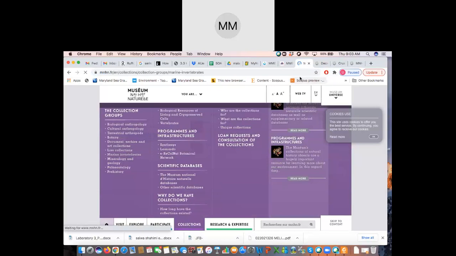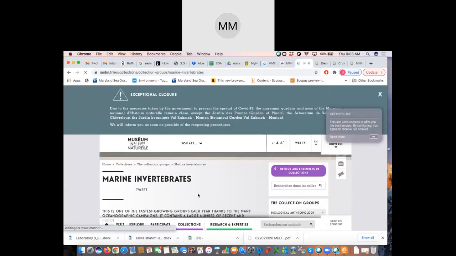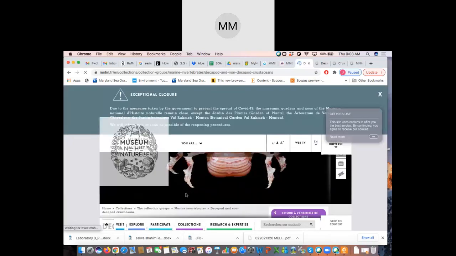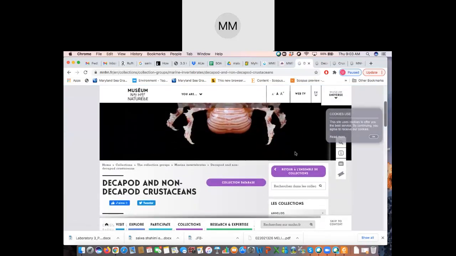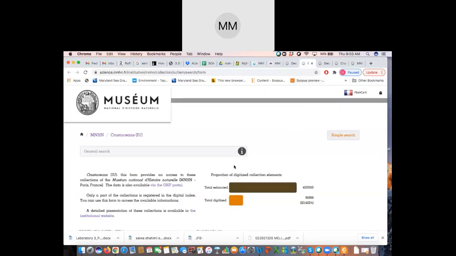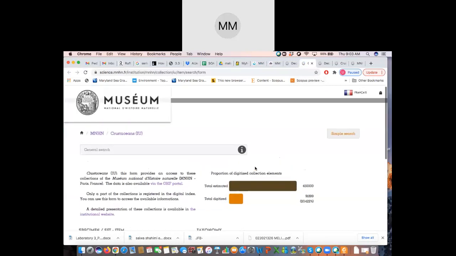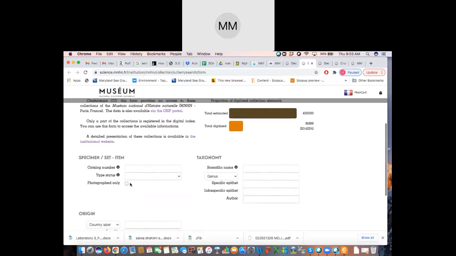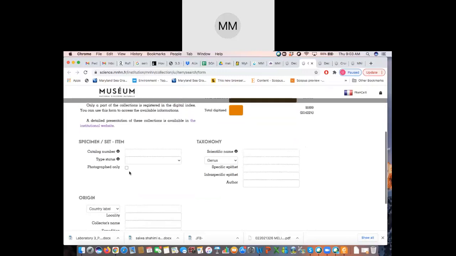So when we're looking at marine invertebrates, again, our example was that we're interested in decapods. So by right, you would be able to look at their collection database. And this is how it's supposed to come out, okay? So they give you a little bit of a short introduction of what estimates they have. And then this is where you can type out if you have the catalog number, the type status, and again, if you want photography, you can even choose if you want photography or not.